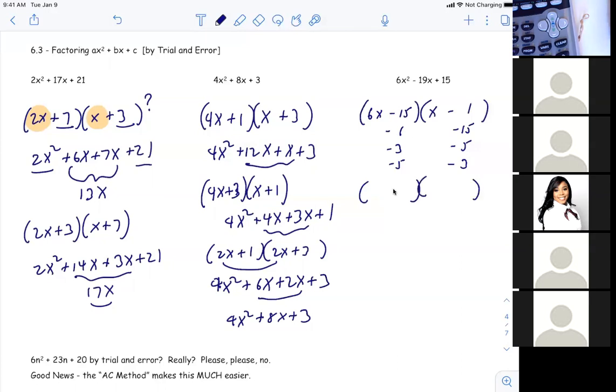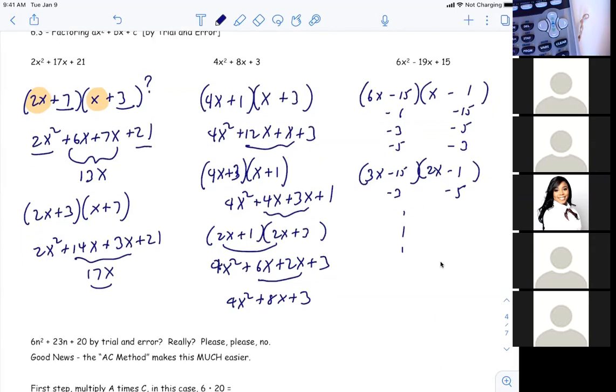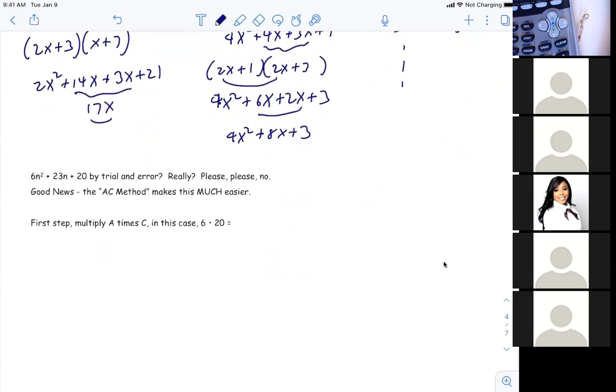oh, then we might try 3x and 2x to get the 6x squared, and go through the same rigmarole with all those numbers again. And if you feel like crying, I don't blame you, because this is a long, time-consuming process. So as soon as the numbers start to have several possibilities, trial and error is not a very efficient strategy. So here's what we do instead. Think about all the ways you could multiply to get the 6n squared, and all the ways you could multiply and get 20.